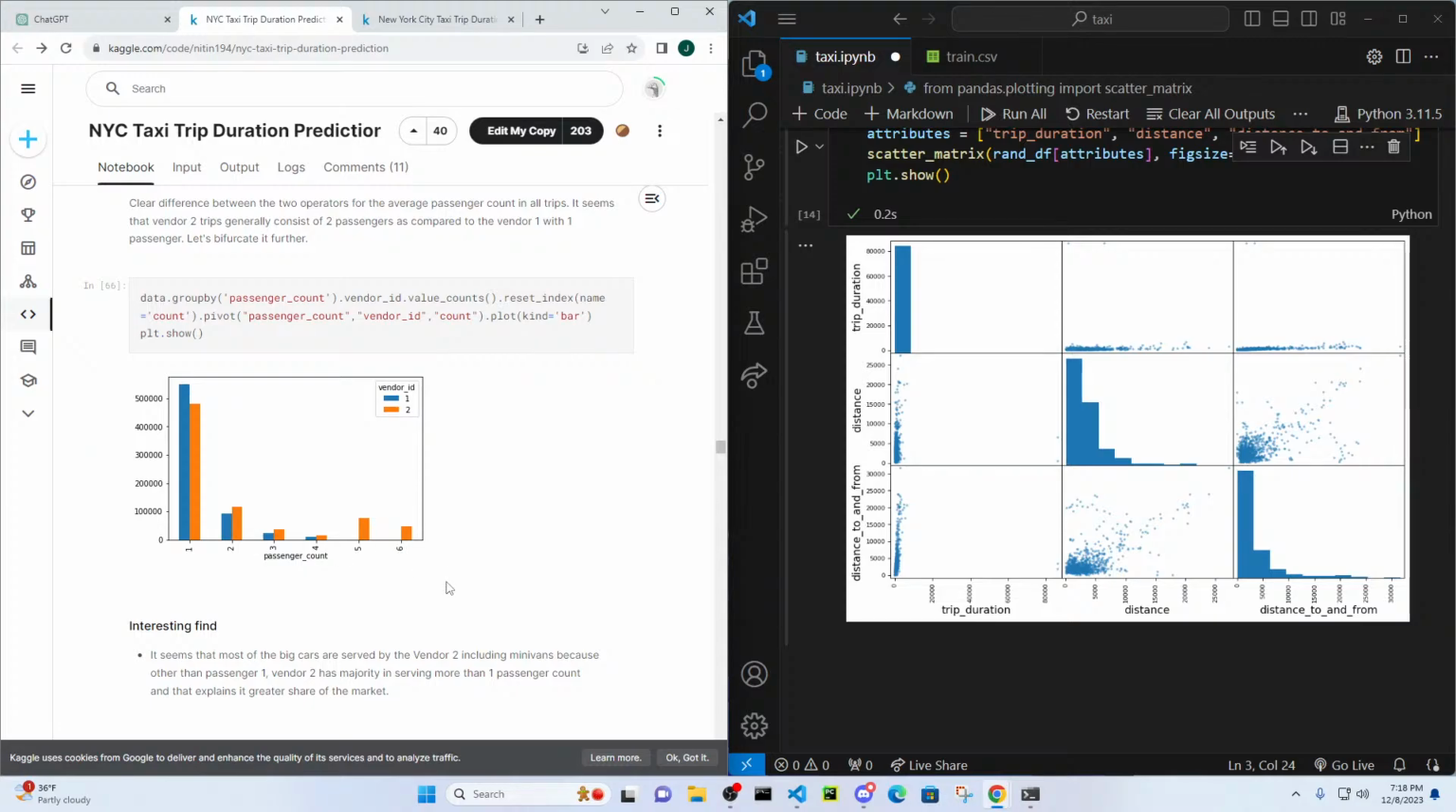It seems that most of the big cars are served by vendor 2, including minivans, because other than passenger 1, vendor 2 has the majority in serving more than 1 passenger count, and that explains its greater share of the market. Yeah, so they have bigger vehicles. That makes sense.